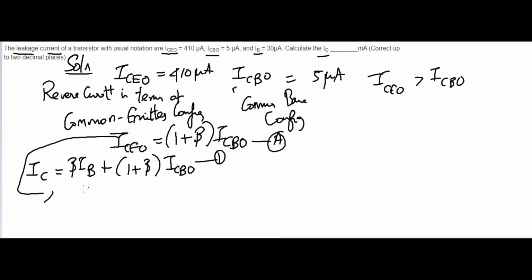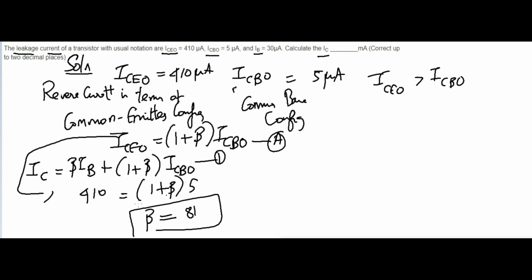What is ICEO? It is 410 μ, which is equal to 1 plus beta, where beta we don't know, and ICBO is given as 5. So from this you can find the value of beta. After calculation you may get the value as 81, because 5 into 82 gives around 410, and then you can make it 81. That is very simple.